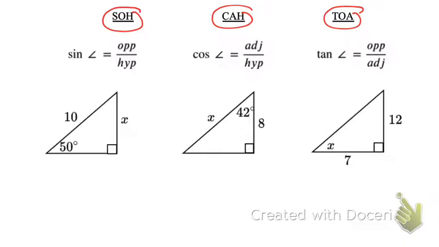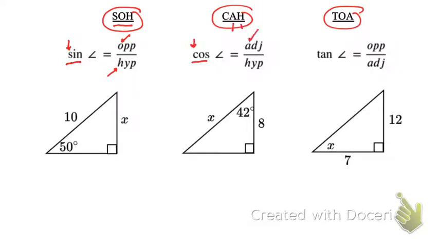Now, what makes the spelling important? S-O-H, SOH, tells us what the sine is equal to. S for sine. Sine is equal to opposite over hypotenuse. S-O-H. CAH, C-A-H, tells us what cosine is equal to. C for CAH.